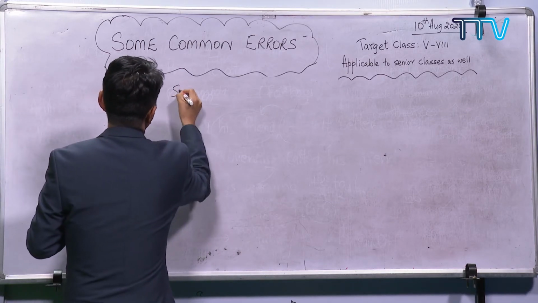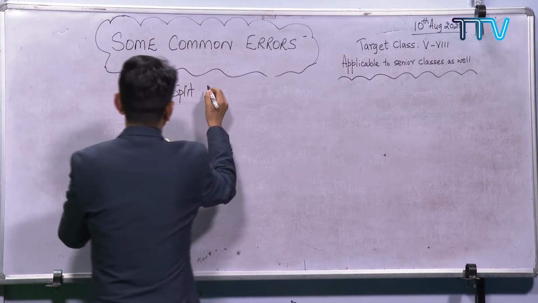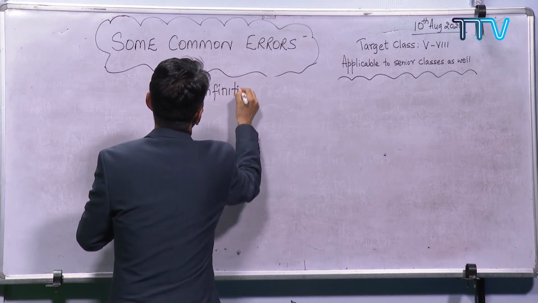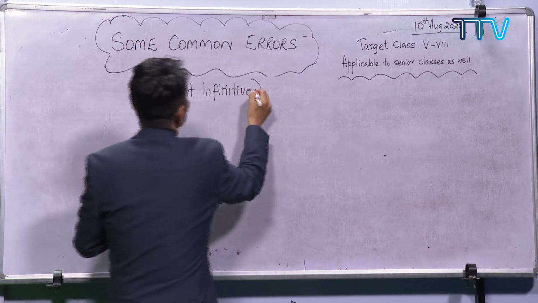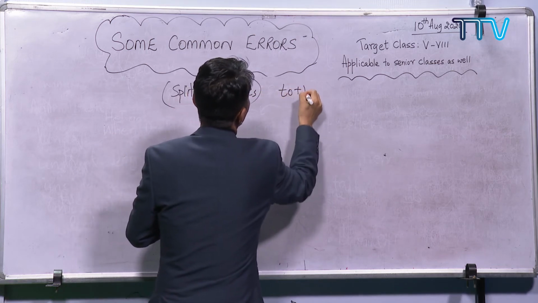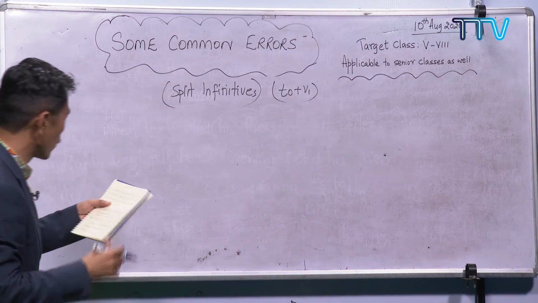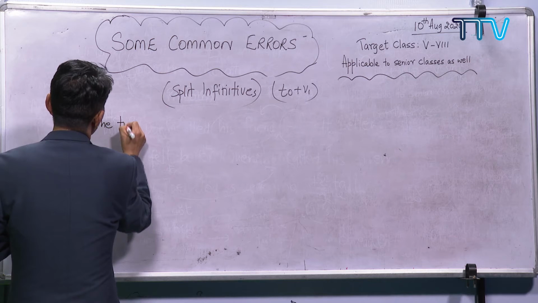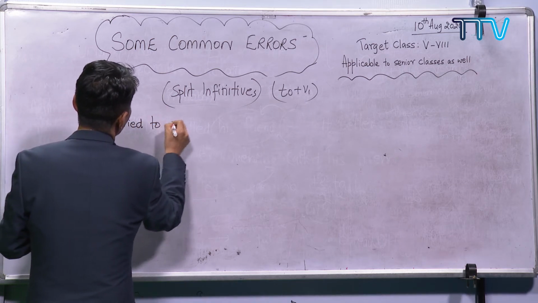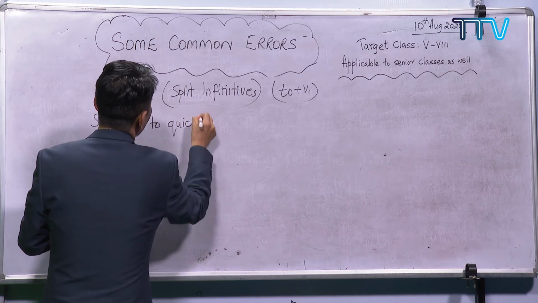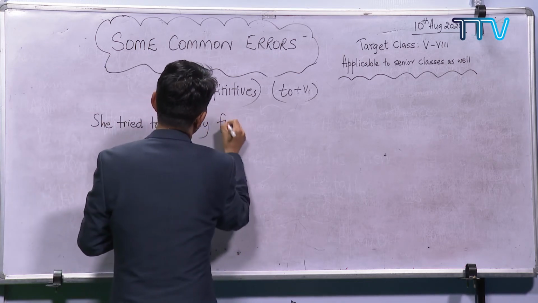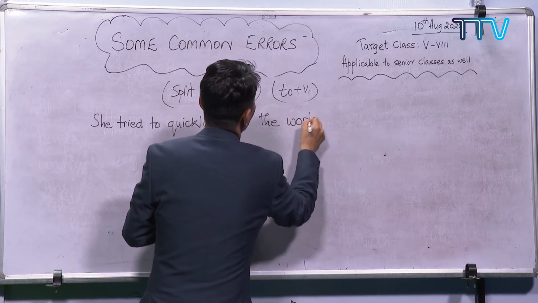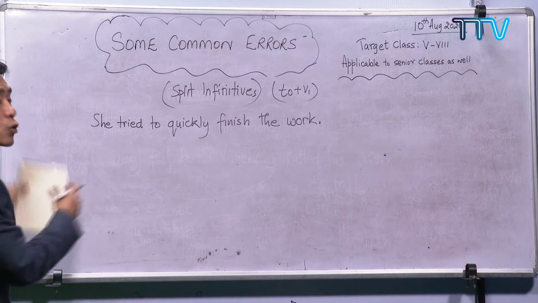Now there is one more mistake called split infinitives. Infinitive means we write to plus verb 1, to eat, to play. Now we make one mistake regarding this thing. For example, she tried to quickly finish the work. Now if you look at this, we also make this kind of mistake.